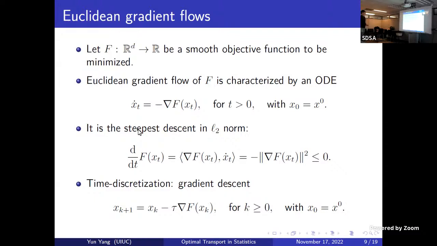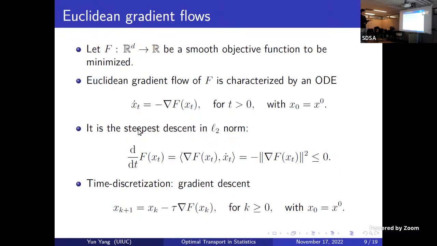And in practice, this is a continuous object. We cannot do this directly, but usually we can do some time discretization. So just use some Euler approximation for this ODE, and you can get gradient descent, which is the usual algorithm you can apply. Every time you update the next iterate based on minus tau times the gradient at the current point. That is the Euclidean case, then how can we extend it to the, say, Wasserstein case?